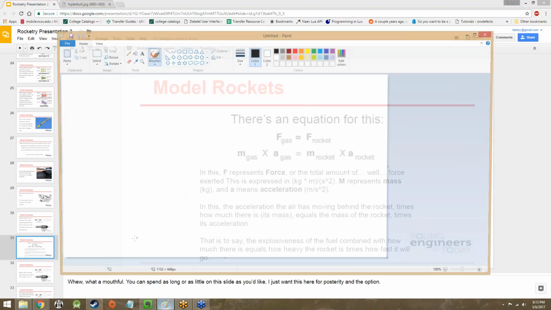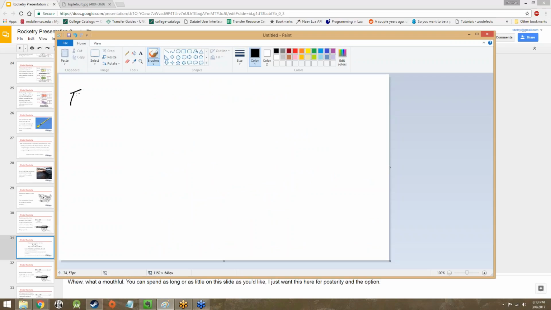This is Newton's law, which is force is equal to mass times acceleration. And I'm sure you guys have gone over this in physics class or whatever, but just to be certain, I'll spend some time talking about this.